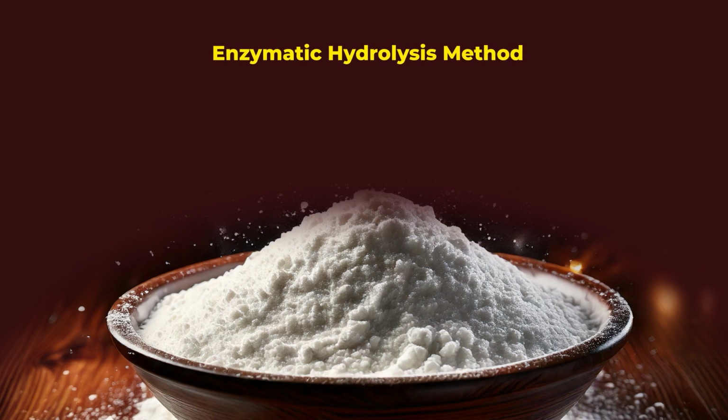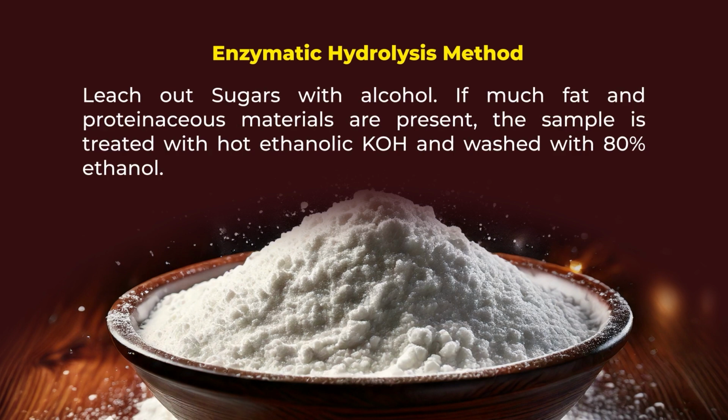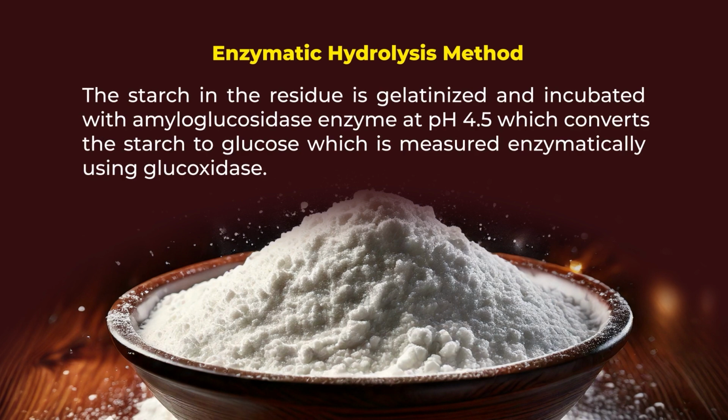In the enzymatic hydrolysis method, instead of HCl, we leach out sugar with alcohol. That means the starch will be separated. If there is fat, we remove the fat, and then we take KOH and wash it with 80% ethanol. The starch which is collected is then gelatinized with amyloglucosidase at pH 4.5. That converts the starch into glucose. So the basic idea of determining starch content is that we convert all the carbohydrate, that is starch, into reducing sugar, and reducing sugar we determine by the method we have just talked about.